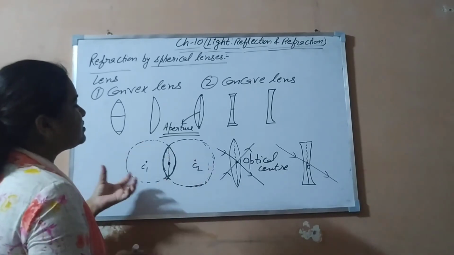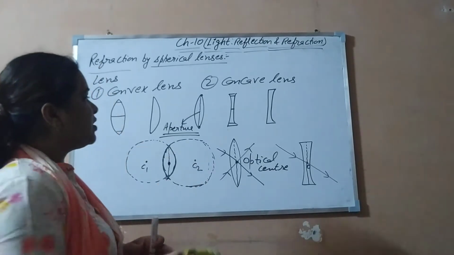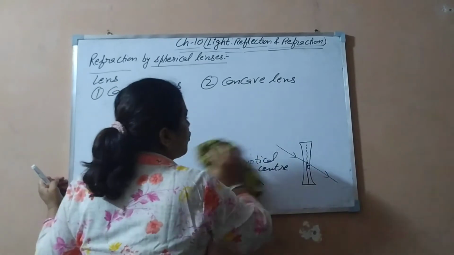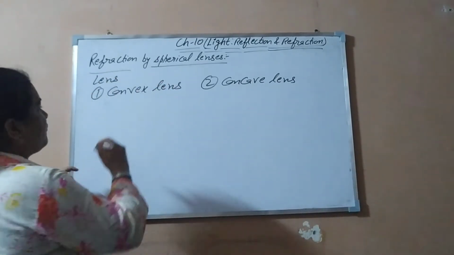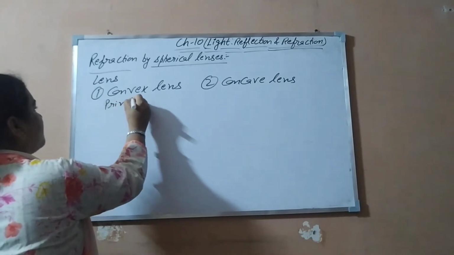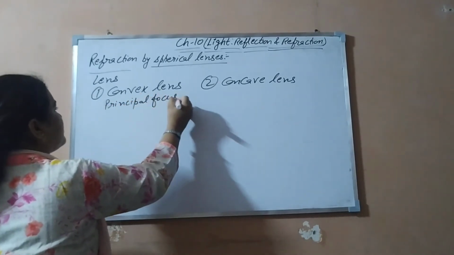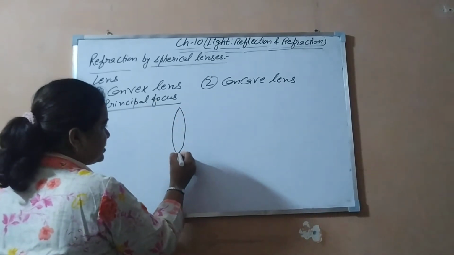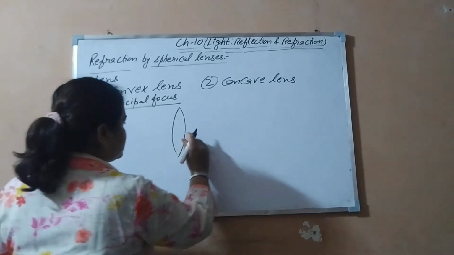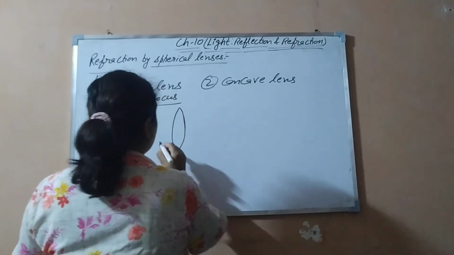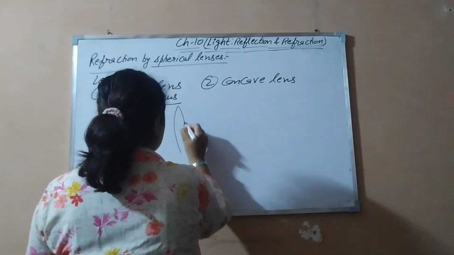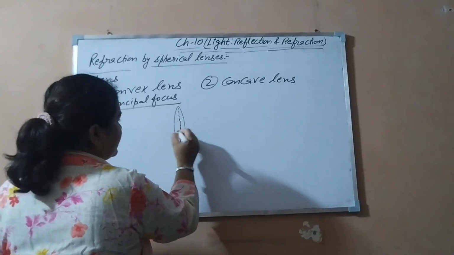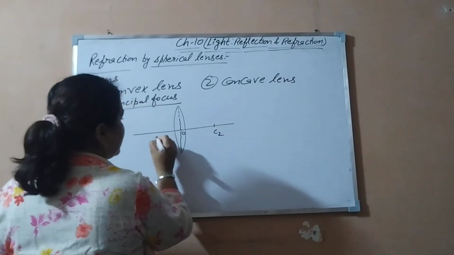So these are some terms that we should know. We have done aperture and optical center. Now let us do the focus of the lens, the principal focus. Before doing principal focus, we should know what the principal axis is. When we have a convex lens, let me draw it again. Yes, when we have a convex lens, this is its optical center, this is C2 and this is C1.